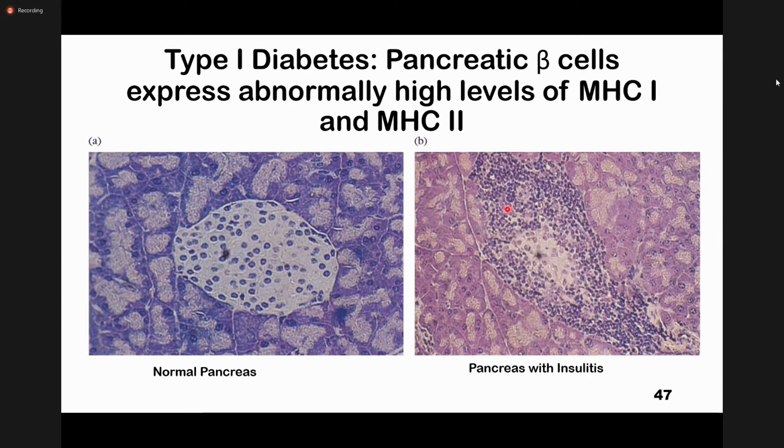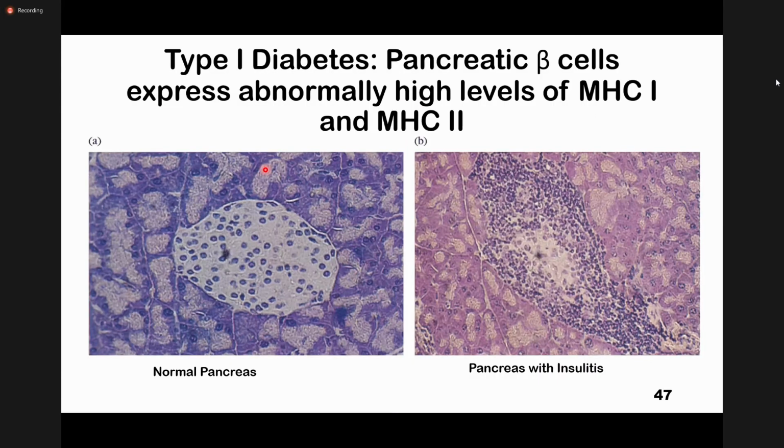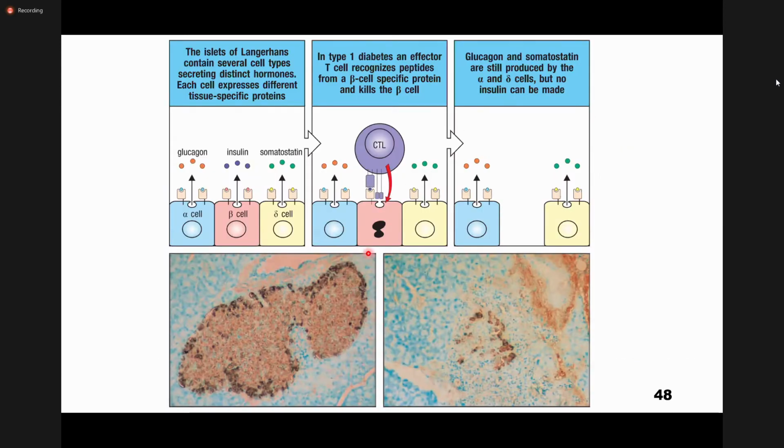This damages your pancreas. To explain this one, in the normal pancreas, the islets of Langerhans have cells secreting glucagon, insulin, and somatostatin. When the T cells bind to the beta cells here, they destroy the beta cells, so there is no insulin production. So this is how it looks.